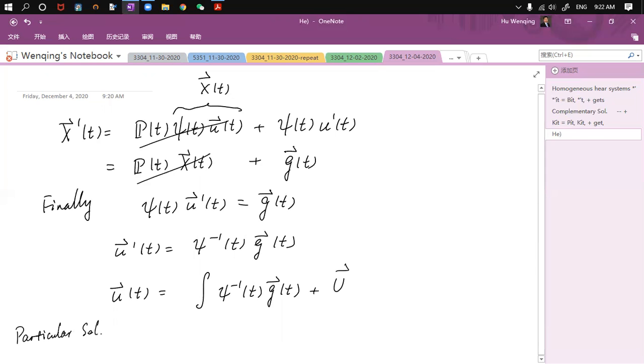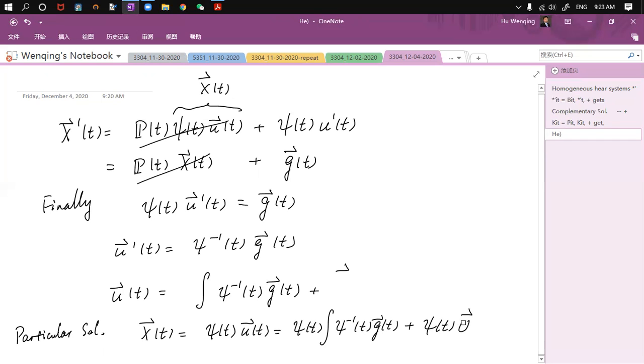So if you use that u of t in the particular solution, it's going to tell you that x of t is equal to cosine of t multiplied by u of t. So this is going to have the solution cosine of t times the integral of cosine inverse of t multiplied by g of t, plus cosine of t multiplied by the vector u. Is that good? However, you can see that the vector u is nothing but a constant vector.